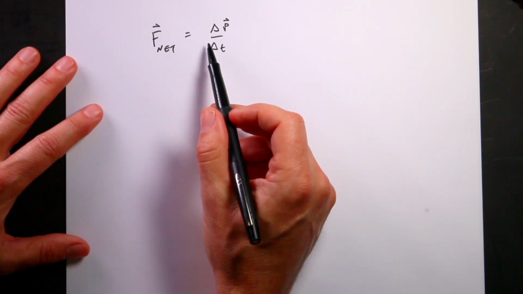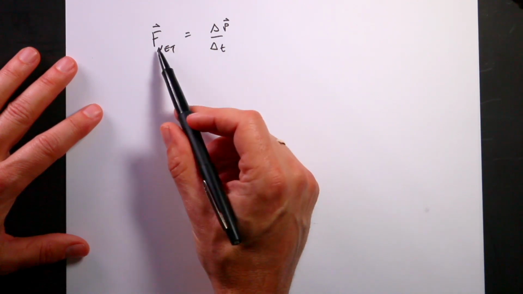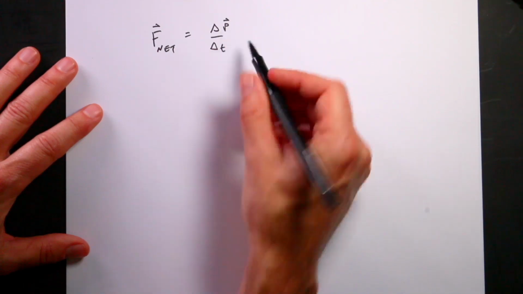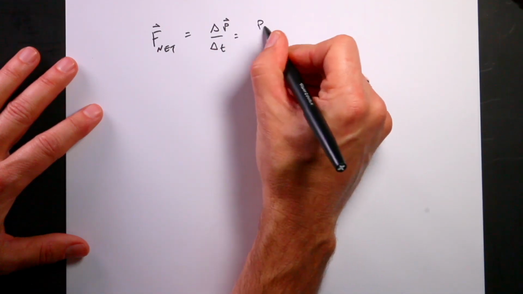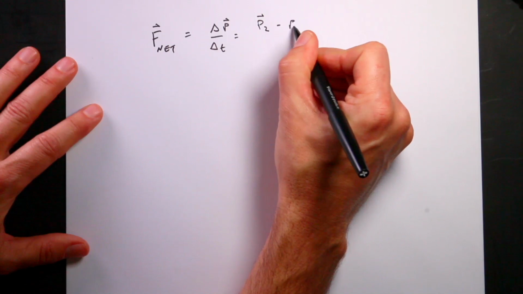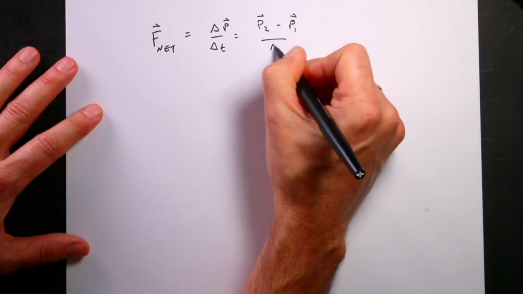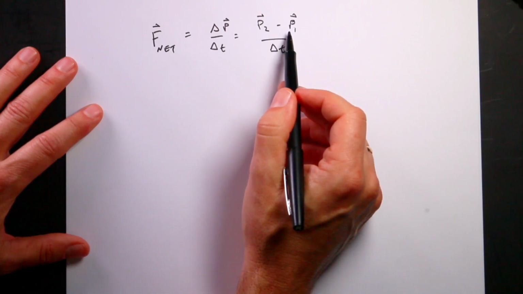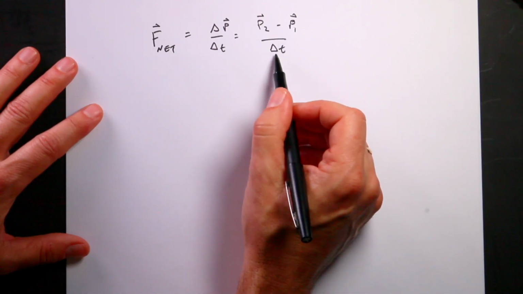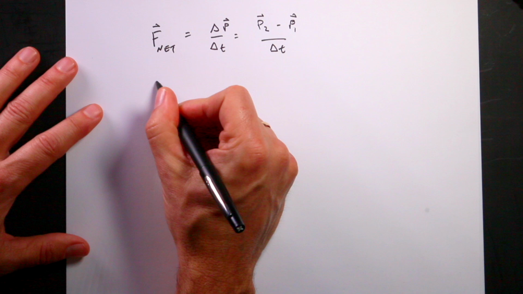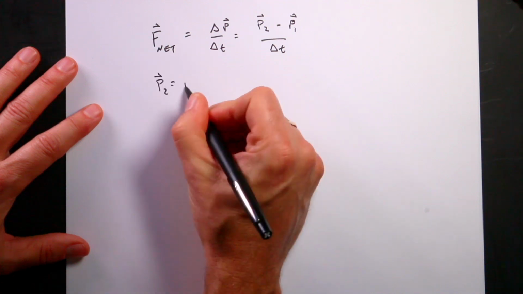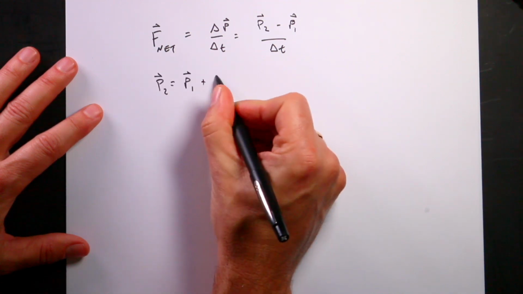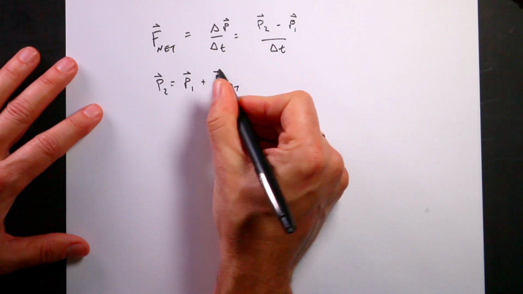If I choose a very short time interval, then I can assume that F net is constant. So this is going to be P2 minus P1 over delta t. This is the momentum at the end of the time interval, that's the momentum at the beginning of the time interval, and that's the length of the time interval. If I solve this for P2, I get this: P2 equals P1 plus F net delta t.